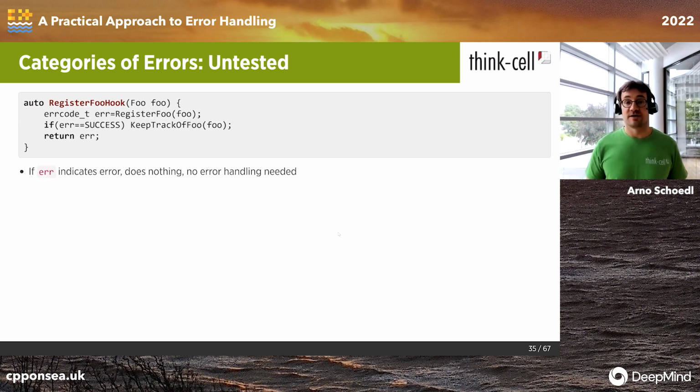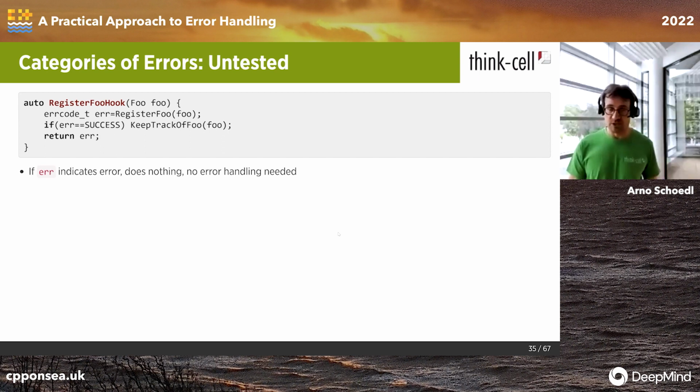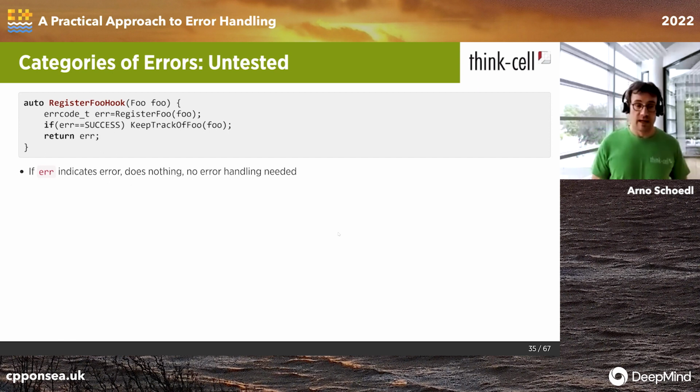Now, here's another category of errors. It's untested. The way they come about is, let's say you have a hook function for an API call, register foo. There's a register foo that you didn't write, it's just happening, and you hooked it because you want to keep track of all the foos. And register foo returns whether it was successful. If it was successful, then you have to keep track of that foo that was registered. But if it failed, then you assume that the foo just wasn't registered, and then you don't have anything to do. So far, so good.